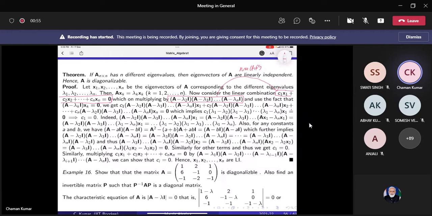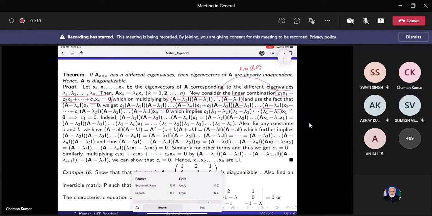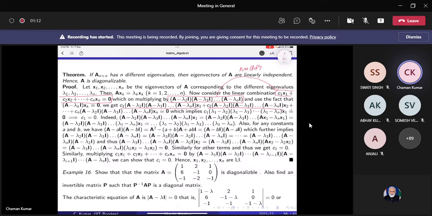First term will be C1 times, let's say we pre-multiply, so C1 times this product X1, C2 times this product X2, dot dot dot, Cn times this product into Xn. And on the right hand side we have 0, so the product on the right hand side will be 0.